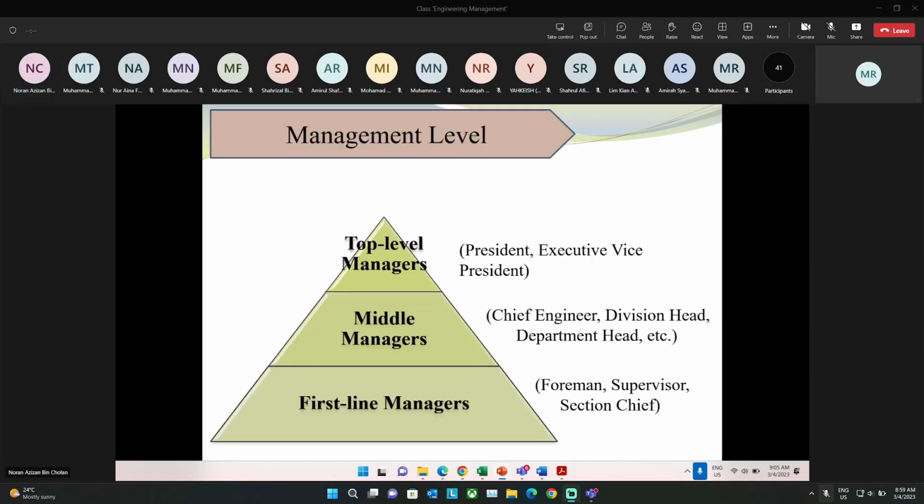Okay. Next, we go to the management level. When we say management, it's about managers. Basically, we have three types, three levels of managers. We have first line managers. First line managers are basically supervisors or engineers.